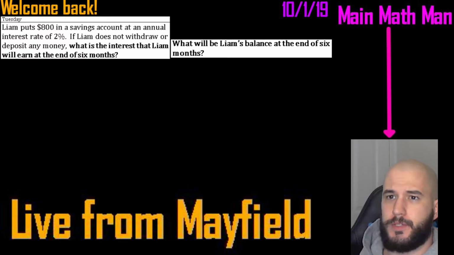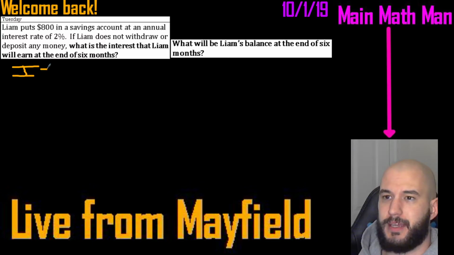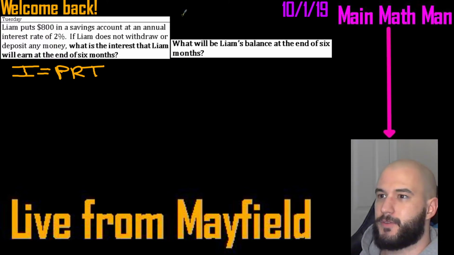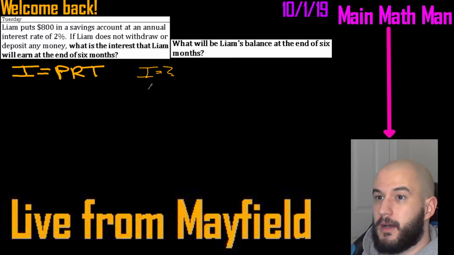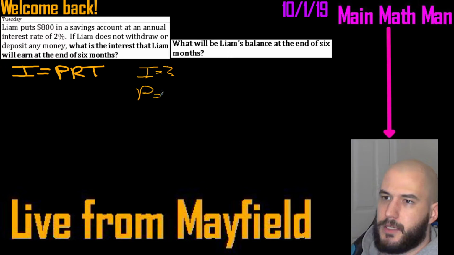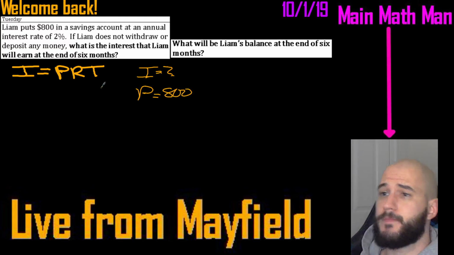So you're still going to be using that wonderful formula from those notes. I equals P times R times T. Let's label these values. I is interest, and that's what we're looking for, so we need to figure that out first. Our principal is our starting amount, and that's going to be that $800.